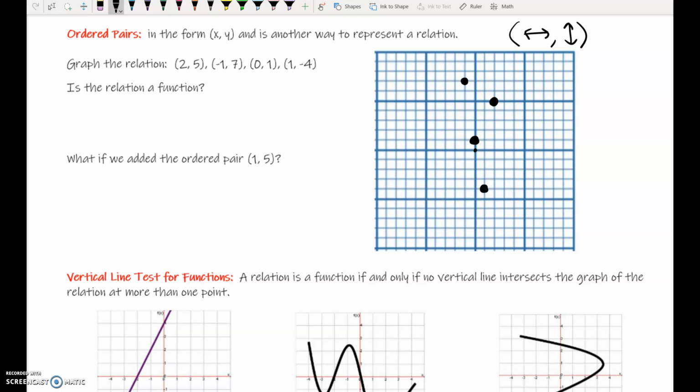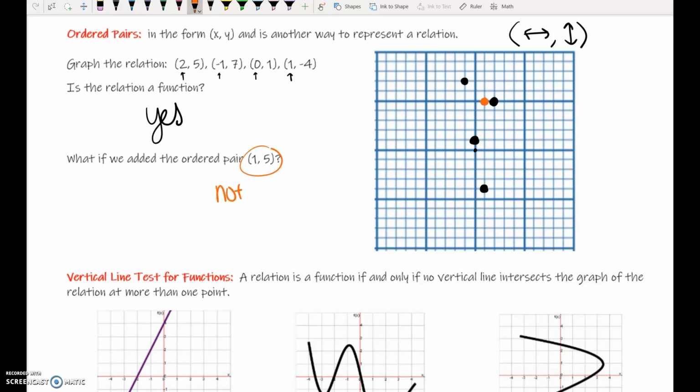Is the relation a function? Yeah, check your x values. Do we have any repeated x values? We do not have any repeated x values. So yes, this relation is a function. What if I added the ordered pair 1, 5?